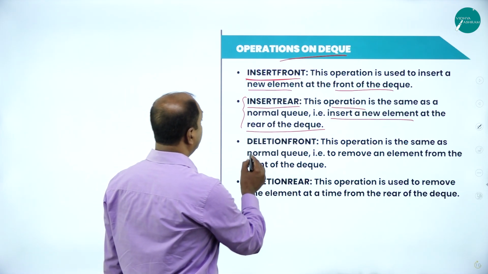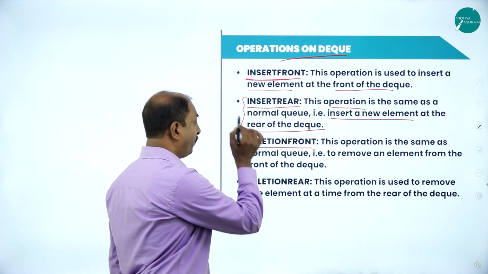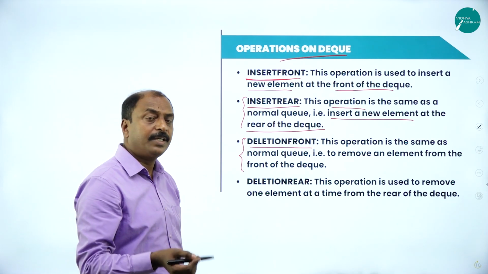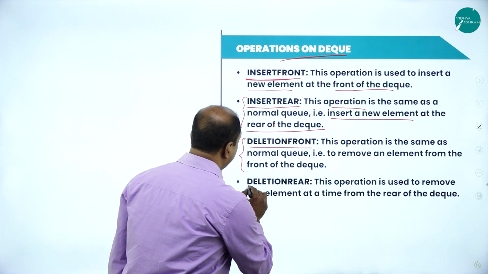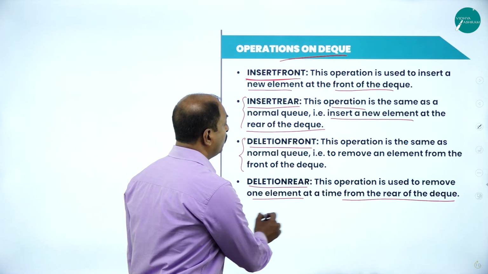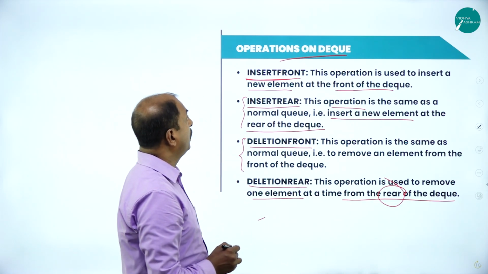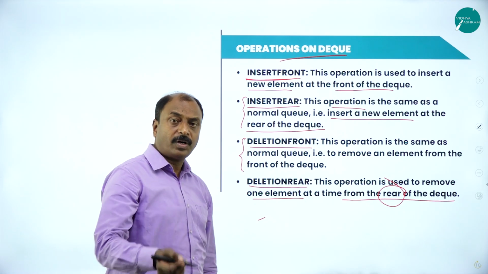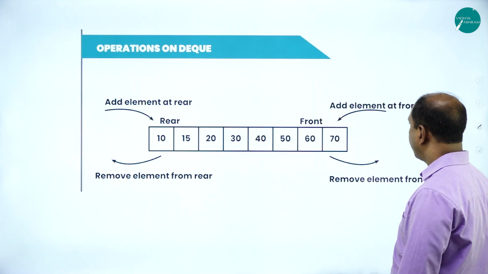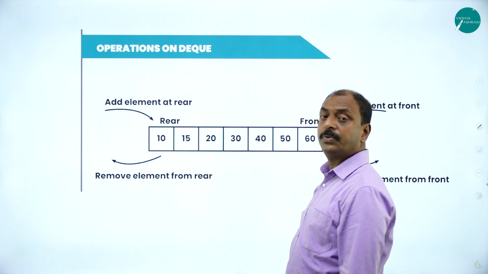Next is deletion front. As all of you know, this is a normal function of the queue data structure where deletion takes place at the front pointer. But deletion rear is another feature. This operation is used to remove an element at the rear of the DQ. So these are the operations that can be performed on the DQ data structure. In the next slide, we will understand the concept of enqueue and dequeue on the DQ data structure.